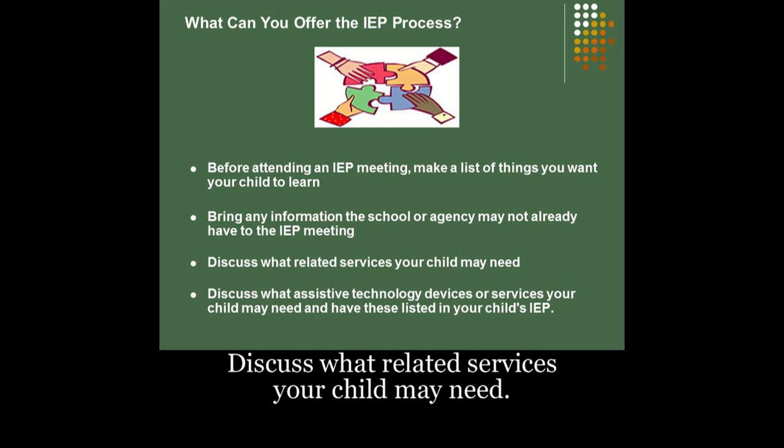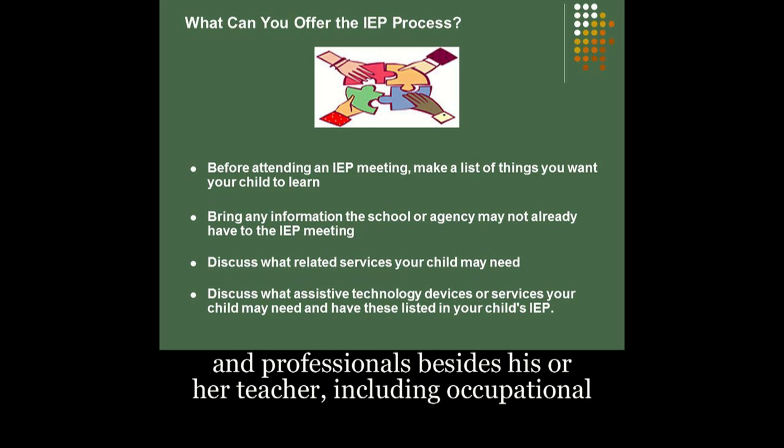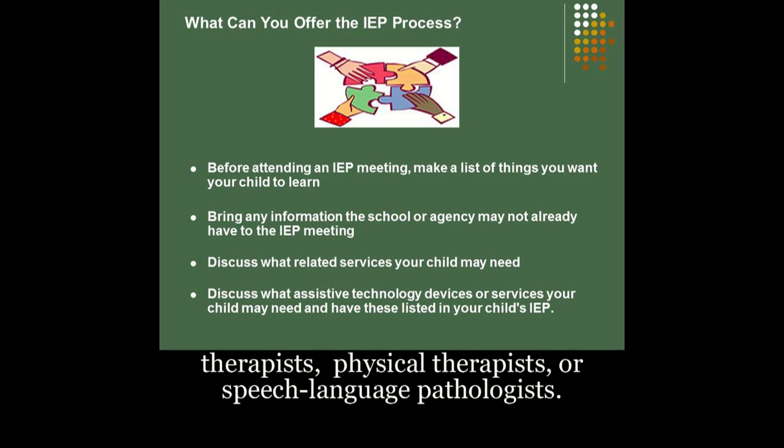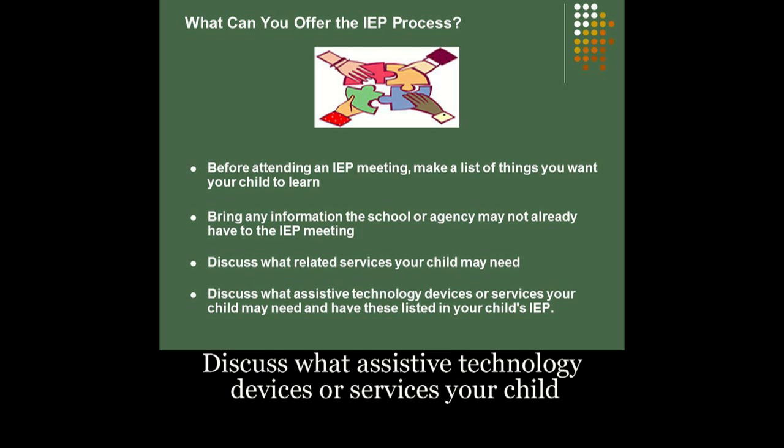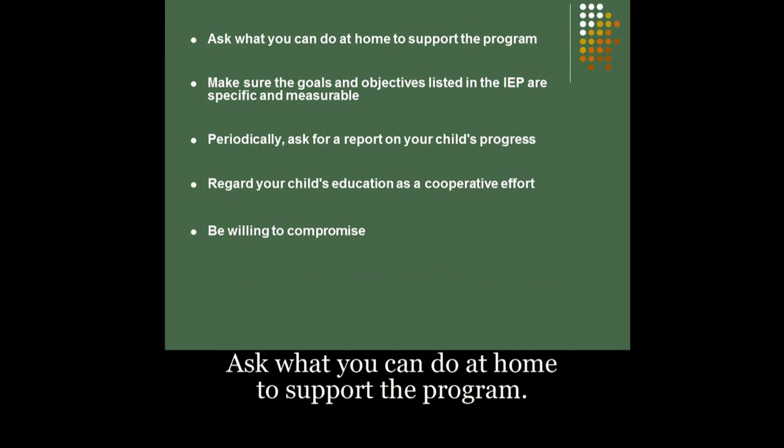Discuss what related services your child may need. Your child may need to be involved with many other specialists and professionals besides his or her teacher, including occupational therapists, physical therapists, or speech-language pathologists. Discuss what assistive technology devices or services your child may need and have these listed in your child's IEP. Ask what you can do at home to support the program.